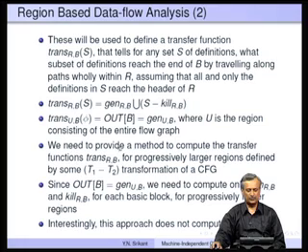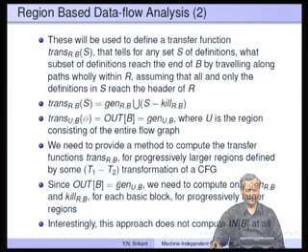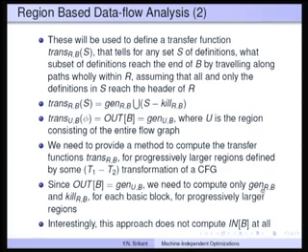So, basically we need to provide a method to compute the transfer function trans of R comma B for progressively larger regions defined by some T1 T2 transformation of a control flow graph. So, you could use interval methods and define regions. In our example, we are using T1 T2 transformations to define regions. And since out B is gen of U comma B, we need to compute only gen of R comma B and kill of R comma B for the basic blocks. These are needed for computing gen for progressively larger regions. We do not have to compute the in B function at all, it is not necessary in this approach.